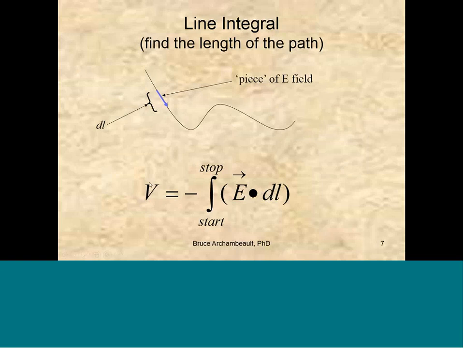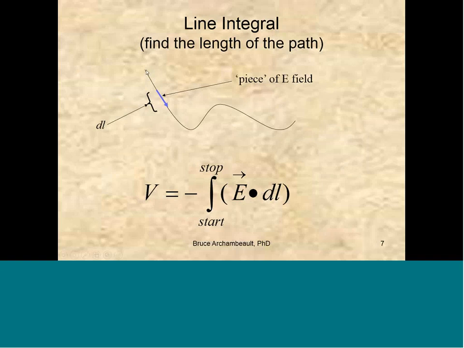and here's a relatively simple equation at the bottom. The voltage is equal to the integration of the electric field across some position. This DL is just a piece of position. So the arrow that you see up here is the DL. And I'm going to start someplace and stop someplace. And it really doesn't matter where I start and stop.